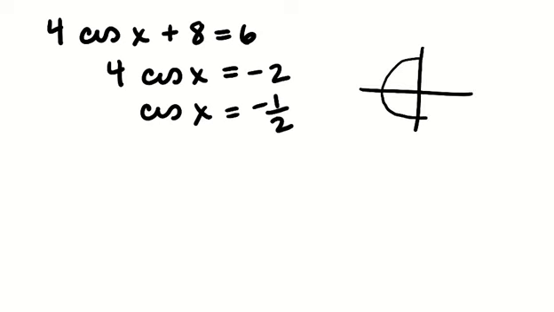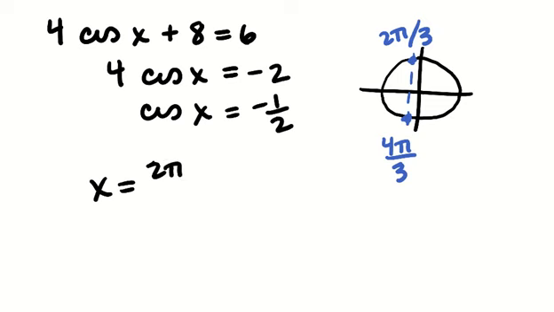Well, I know that cosine is the x-coordinate, and that negative 1/2 is negative, but not very negative. So I find where that happens. The first stop past pi over 2 is 2 pi over 3. And then the first pi over 3 after pi would be 4 pi over 3. So I say x equals 2 pi over 3, and x equals 4 pi over 3.